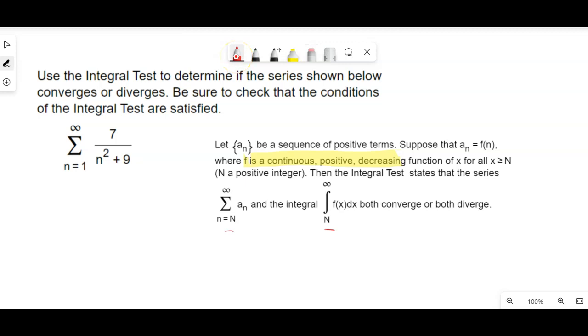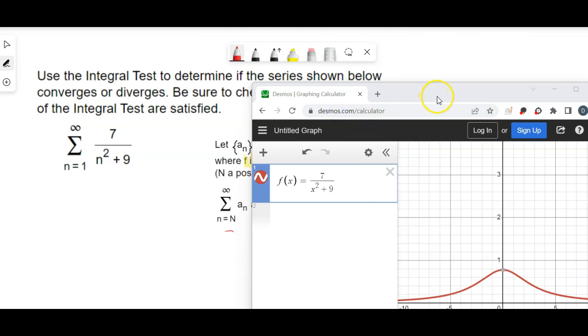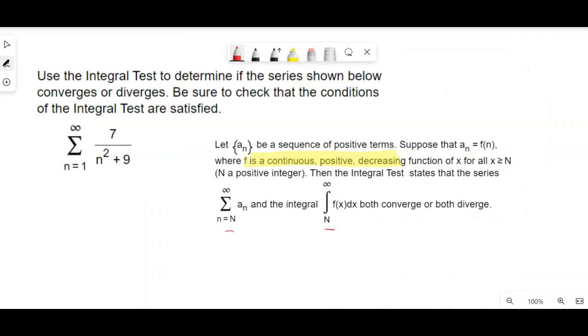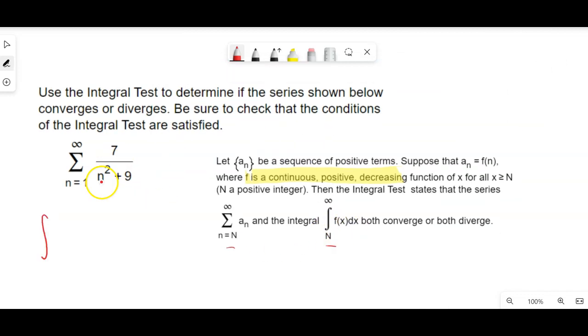If I graph this as x instead of n, I can see that from 0 and beyond, this function satisfies the conditions of the integral test. We have a function that's decreasing, positive and continuous. Notice if I plug 1 in for n, I have 1 squared plus 9. So when I convert it to this integral, I'm going to put 1 to infinity of 7 over x squared plus 9. If I plug 1 in for x, I get 1 squared plus 9, so I'm starting at the same point that the series would start.